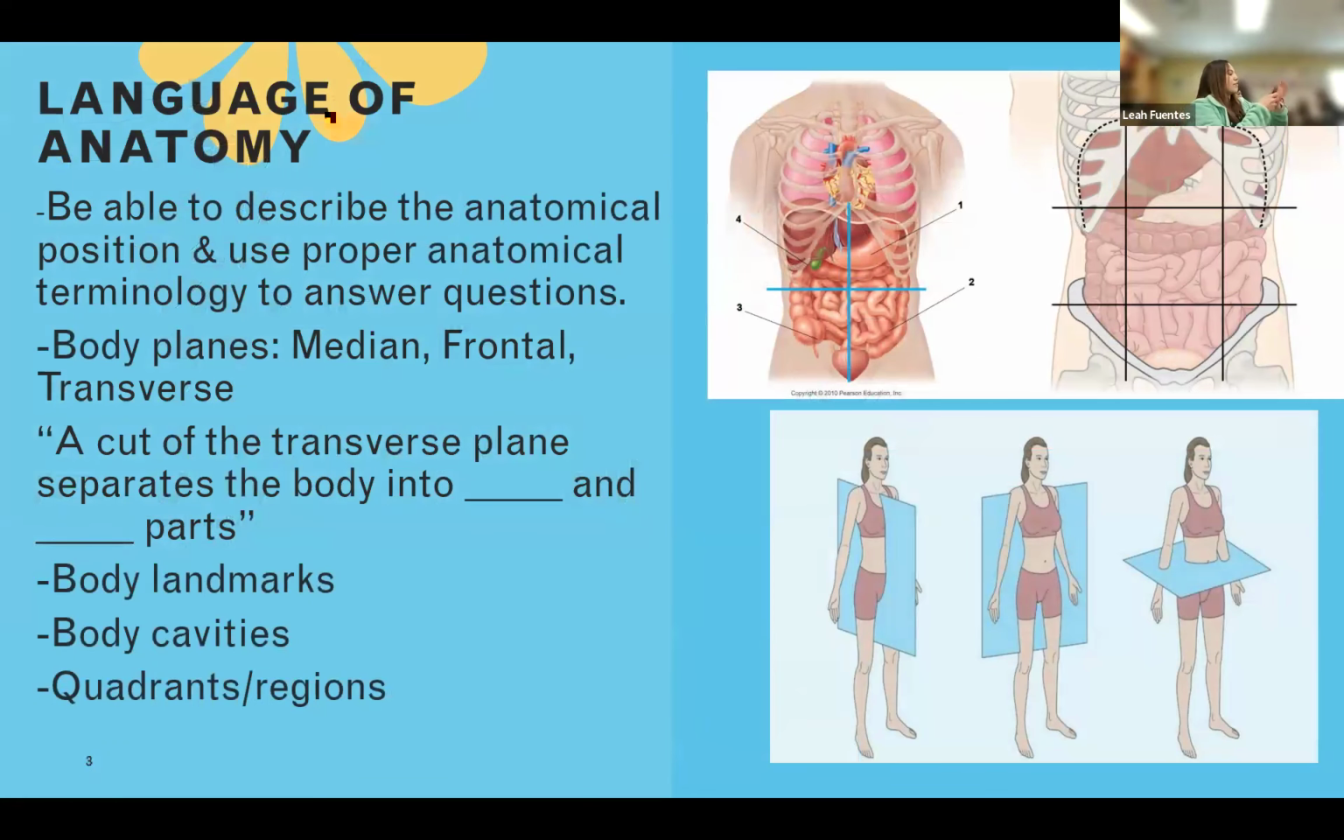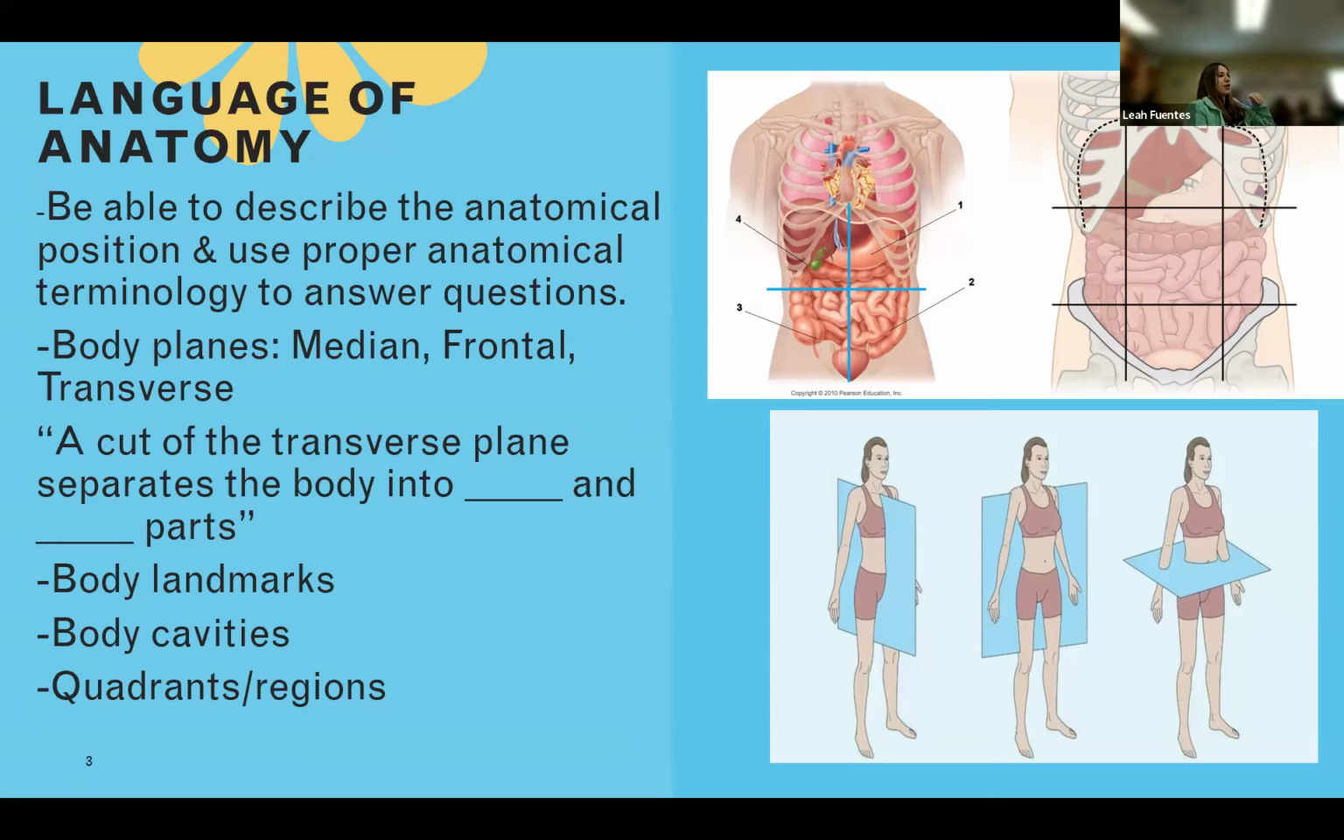And then lastly, we have our quadrants and regions. So let's start with this guy and let's name them. What is this one right here where my pointer is at? Left upper quadrant, let's move down. Left lower, and then over here. Right upper, and this one. Right lower quadrant, good.